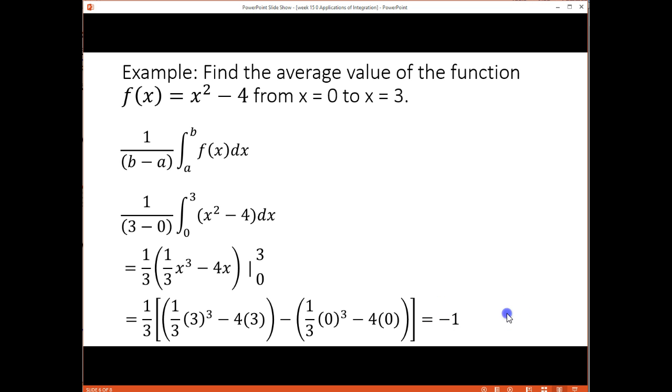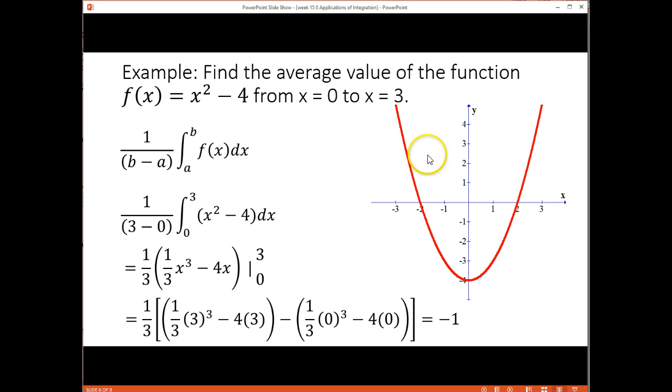Well, let's see if this makes sense. Here's our graph of x squared minus 4. Remember, we wanted to evaluate it from 0 to 3. So from x equals 0, which is right here, to x equals 3, the average value is negative 1. And that should make sense because most of your values down here are negative. In fact, all of your values from 0 to 2 are negative, and then your values from 2 to 3 are all positive. So you would expect most of your values being negative, that the average value would be negative as well.